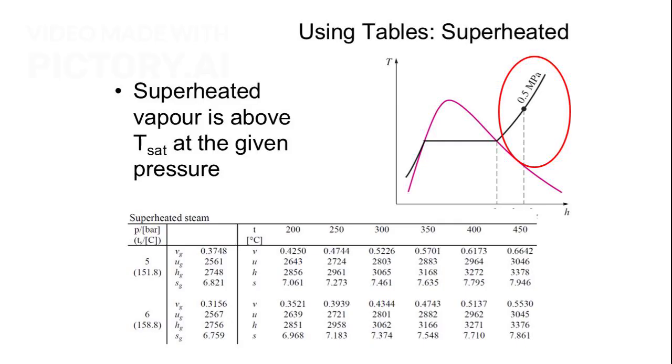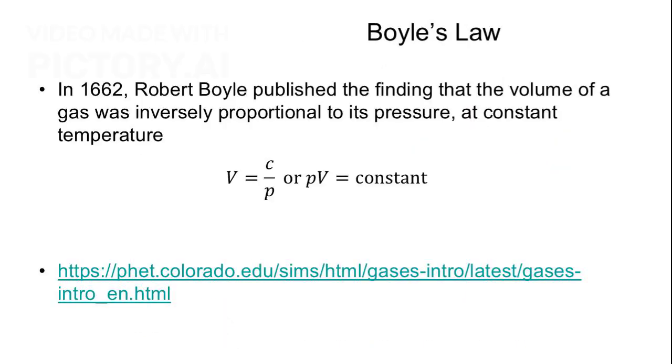In 1662, Robert Boyle discovered that the volume of a gas is inversely proportional to its pressure at constant temperature. This fundamental principle, known as Boyle's law, is a cornerstone of gas behavior understanding.